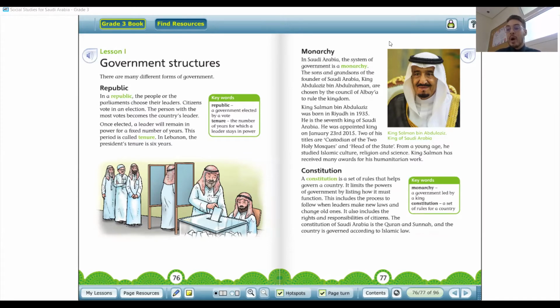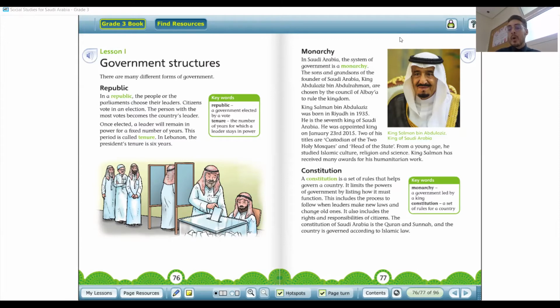Our current king in Saudi Arabia is called King Salman bin Abdulaziz. He's been king since January 2015. And a king of a monarchy is basically voted into that power by a specific council. And here in Saudi Arabia it is called the al-Baya, which is the council that selects the king.